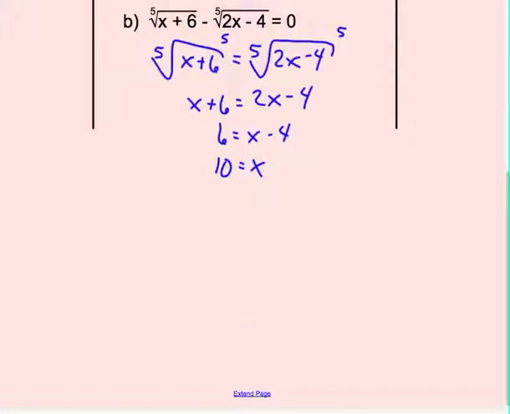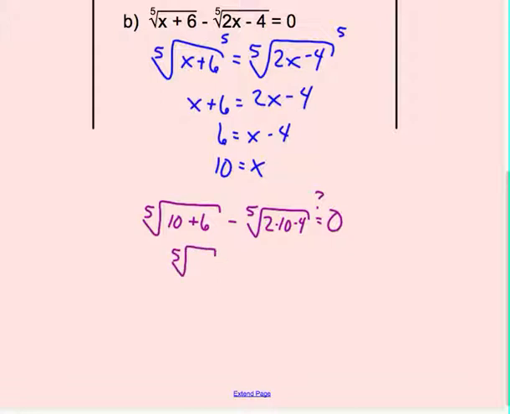Checking our answer, substituting into the original equation, the fifth root of 10 plus 6 minus the fifth root of 2 times 10 minus 4, does that equal 0? 10 plus 6 is 16. 2 times 10 is 20, minus 4 is 16. And the fifth root of 16 minus the fifth root of 16 does equal 0, so that one checks out as well. And it is within that restricted domain. We're taking the fifth root of a positive value.